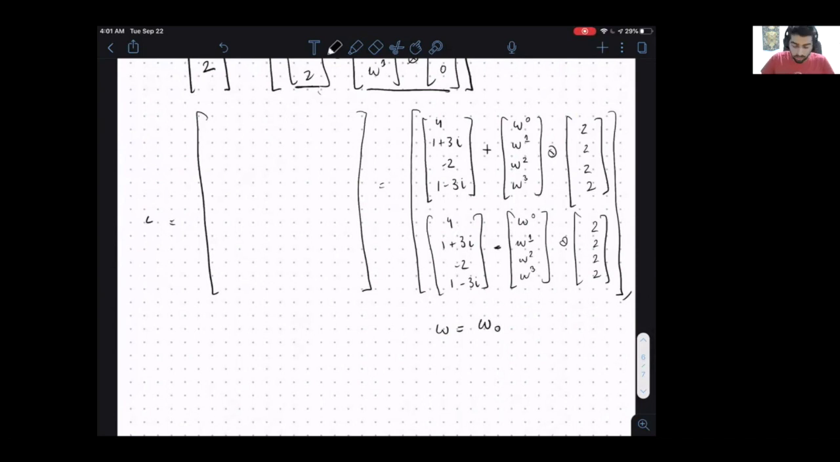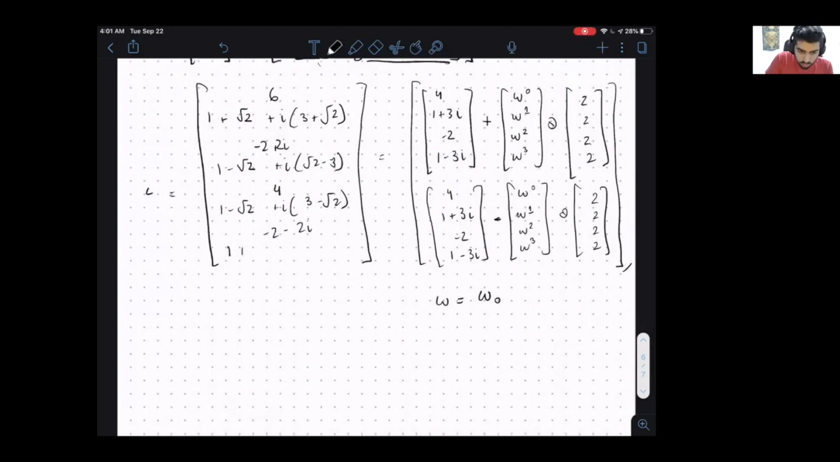So I won't go through all the math, but this ends up looking something like this: plus i, 3 plus root 2, minus 2 plus i, 2i, excuse me, 1 minus root 2 plus i, root 2 minus 3, 4, 1 minus root 2 plus i, 3 minus root 2 minus 2 minus 2i, 1 plus root 2 plus i minus 3 minus root 2.